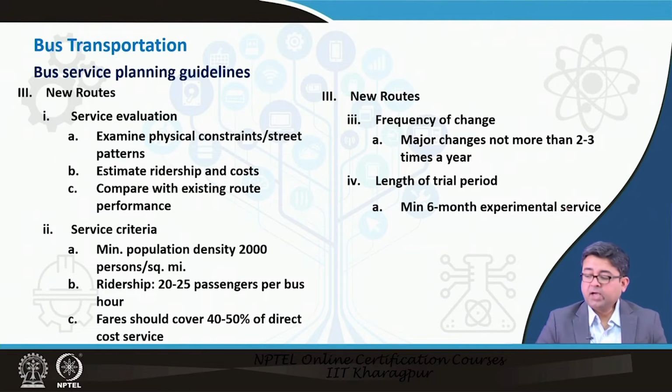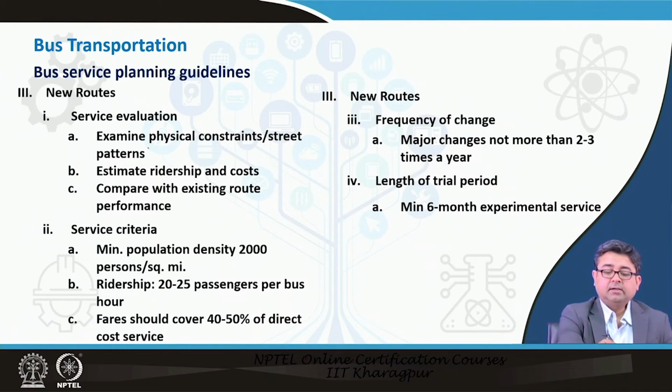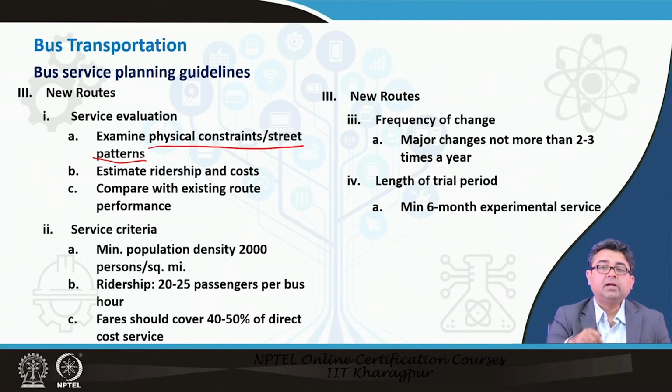You have to look at physical constraints and street patterns. When you are trying to add a new route, you need to see if the street can accommodate the fleet of buses that you have. Maybe you have large articulated buses and these streets are narrow, so the buses cannot turn easily in those streets. In that case you have to look for smaller buses. That is the point made here.